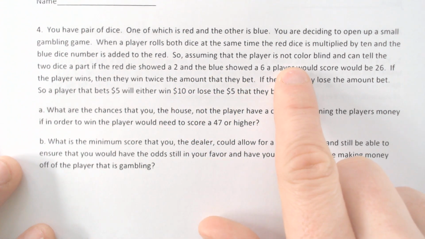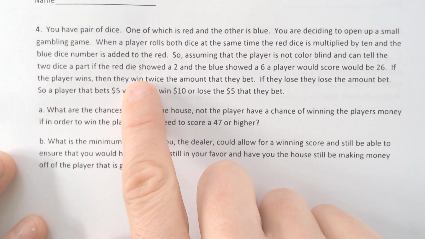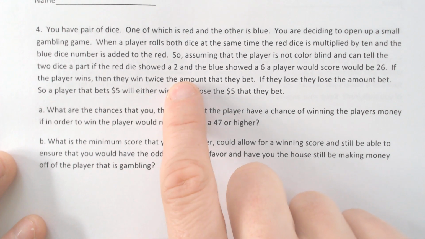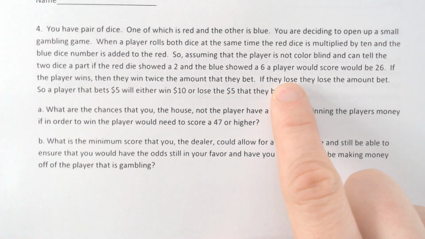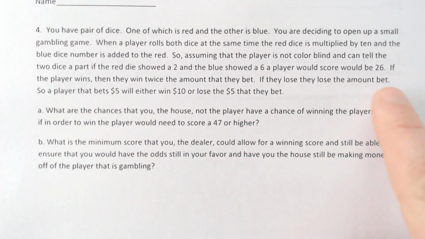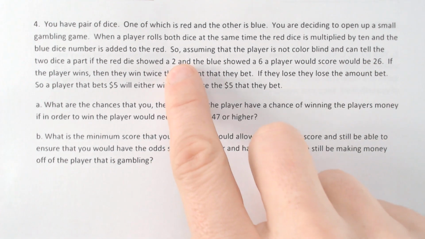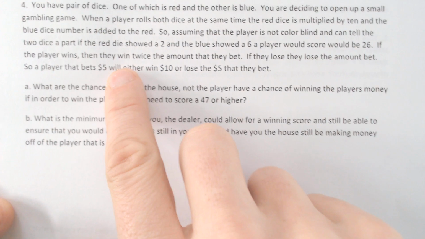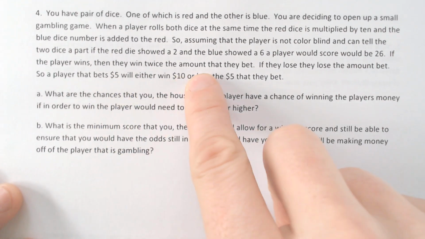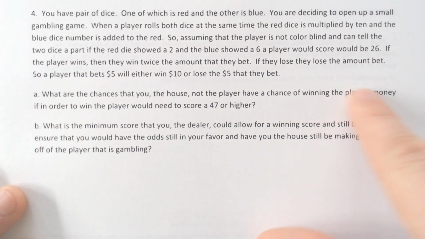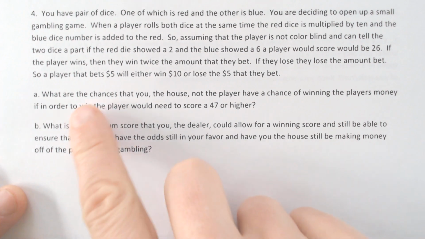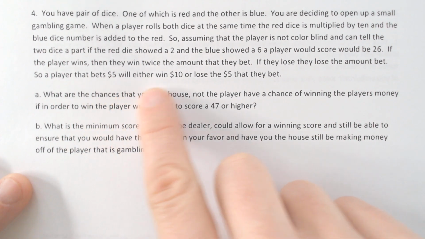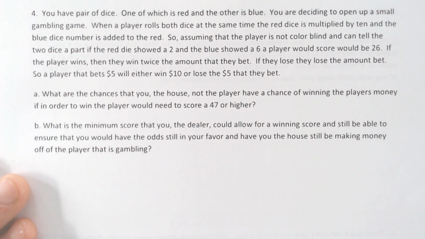So assuming that the player is not colorblind and can tell the two dice apart, if the red die showed a 2 and the blue die showed a 6, the player would have a 26, because he would do 2 times 10 plus 6 makes 26. If the player wins, they win twice the amount that they bet. If they lose, they lose the amount of the bet. So if a player bets $5, they will either win 10 or lose the $5 bet.